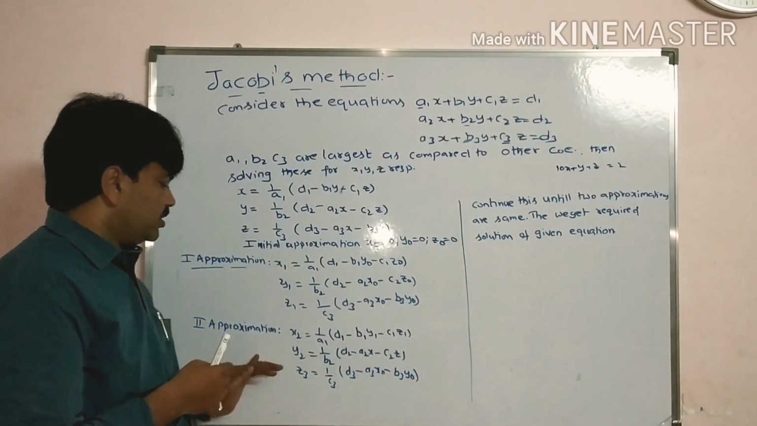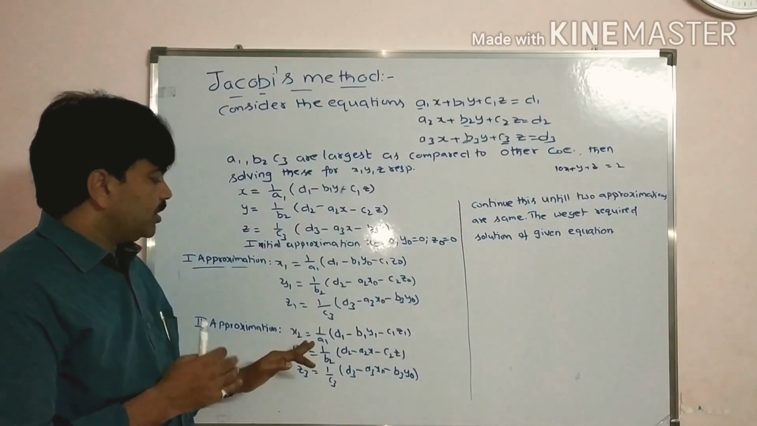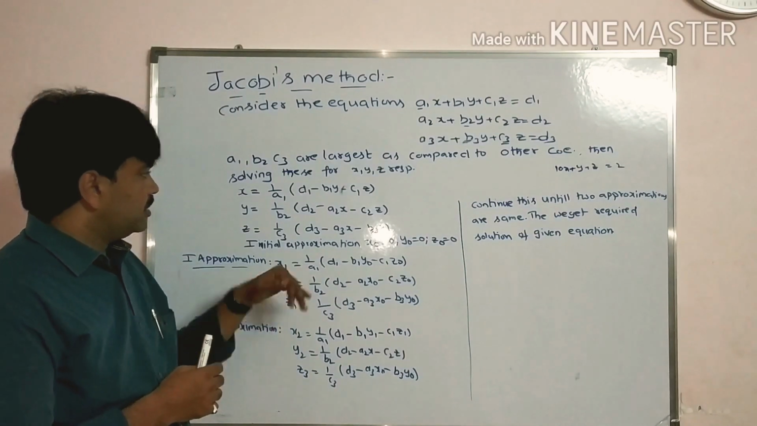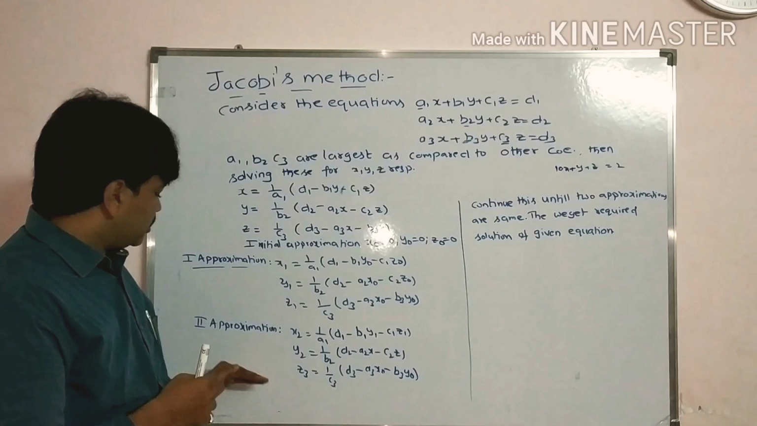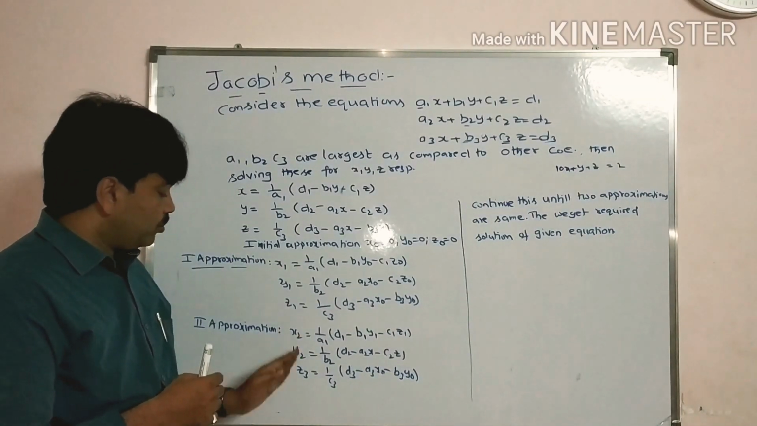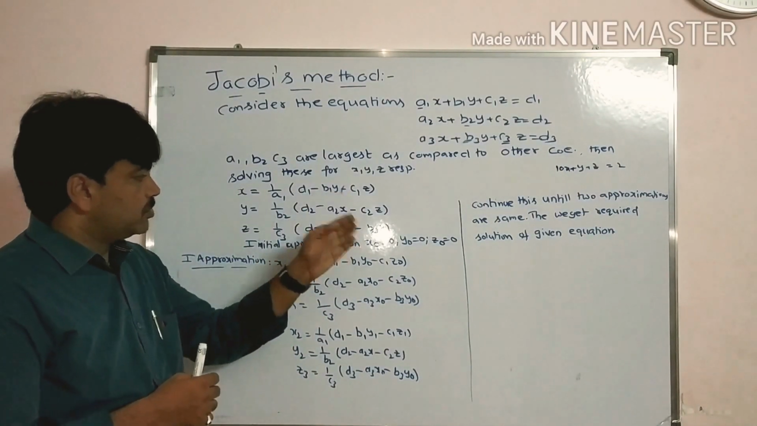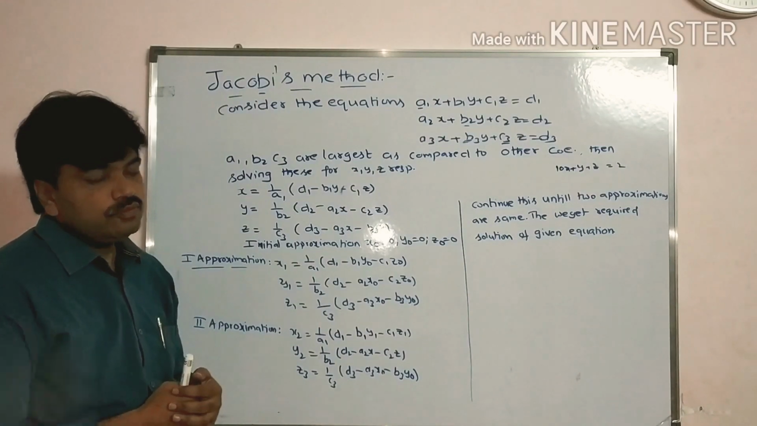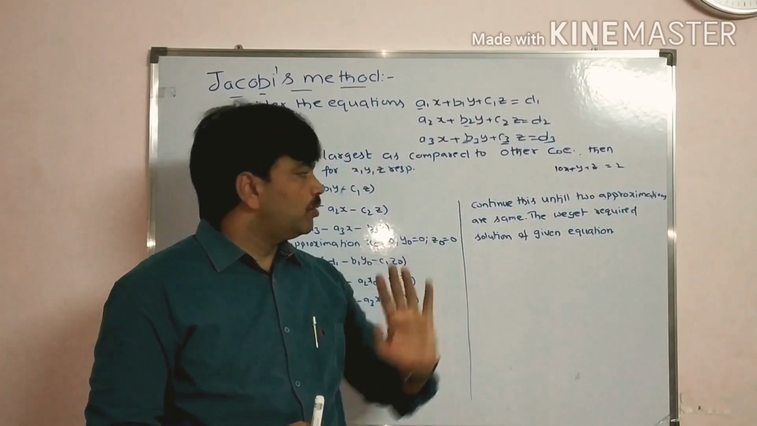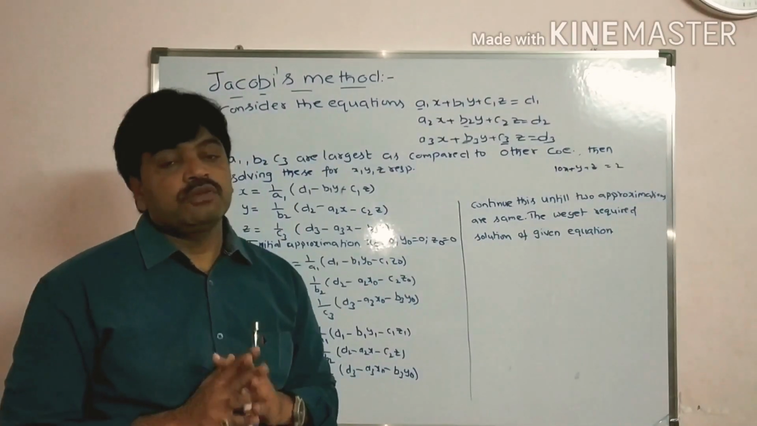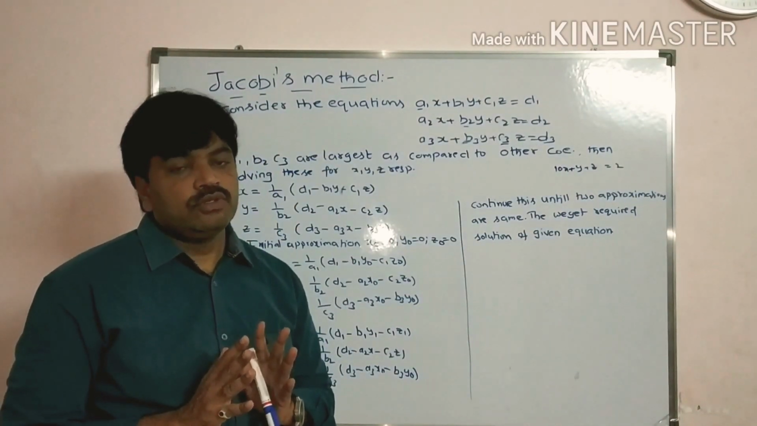And the second approximation is x2. You write x1, y1, z1 values in the given equation. And then what is the third approximation? You write x2, y2, z2 in place of x, y, z respectively. Continue this process until two approximations are the same. Then you get the required solution.